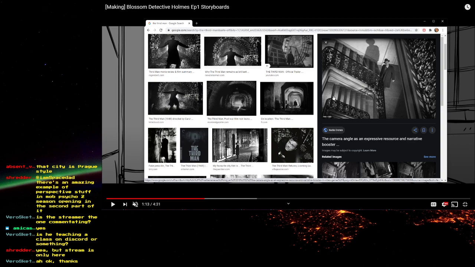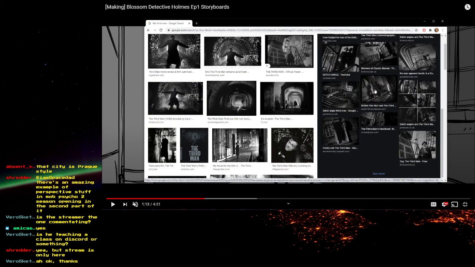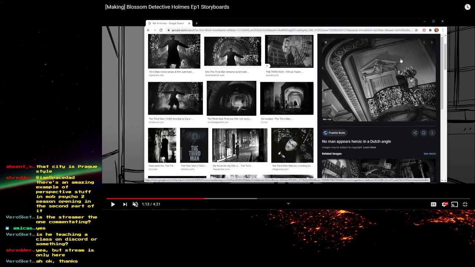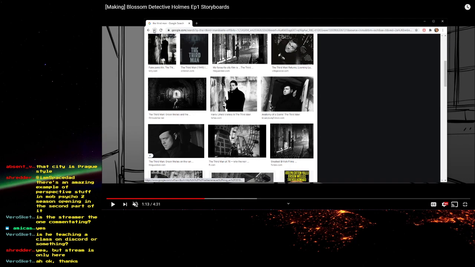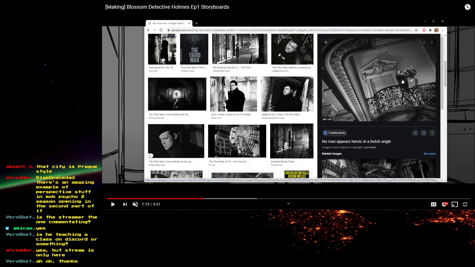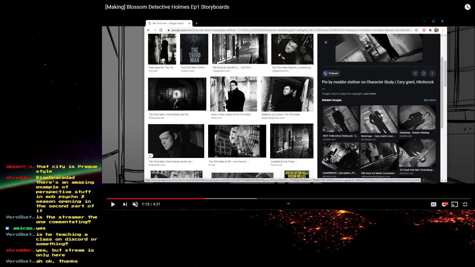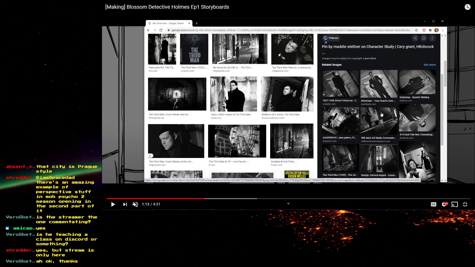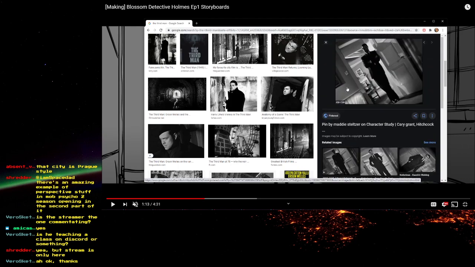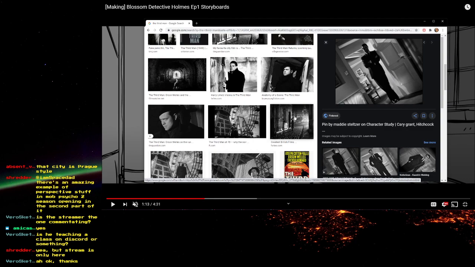Yeah, that stairwell. Stairs is one of the most irritating things to draw, especially in perspective, especially spiral staircases. But you gotta do them. It's an upshot there. So that is from the point of view of the character we just saw, and this is from the point of view of the other character we just saw. I don't think this one is the full... is The Third Man. This is... Notorious? Cary Grant's Notorious. That has a big old Dutch tilt going on there.